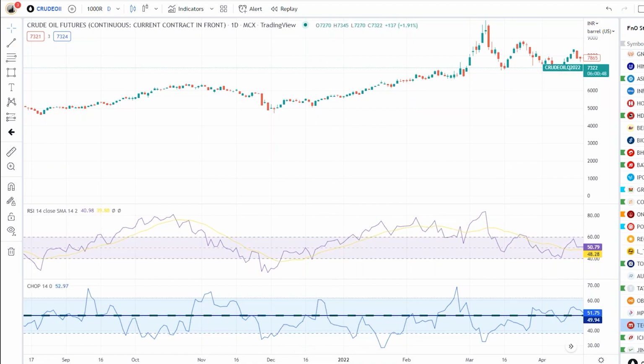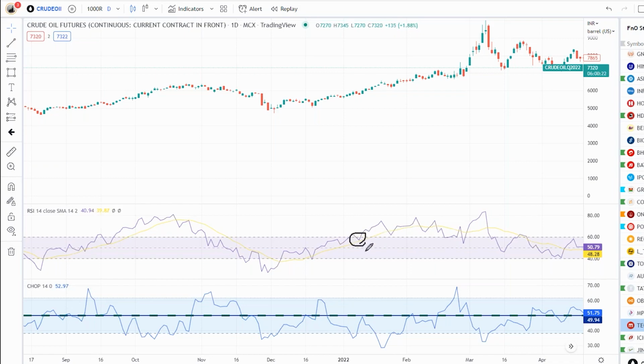I'll show you with a proper example. Choppiness has come below 50 means the market is about to be trending. It went up, again took a resistance from 50 and then was ready to come down. But when it came below 50, RSI has not shown the strength here, right? RSI has not gone above 60. So I want that choppiness should be below 40 and RSI should be above 60.